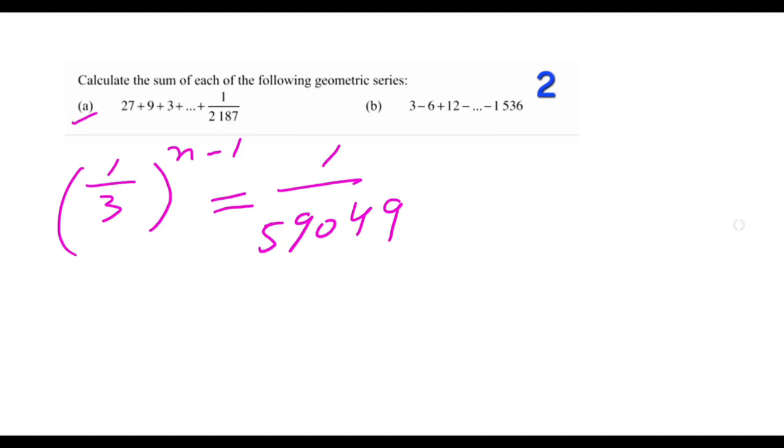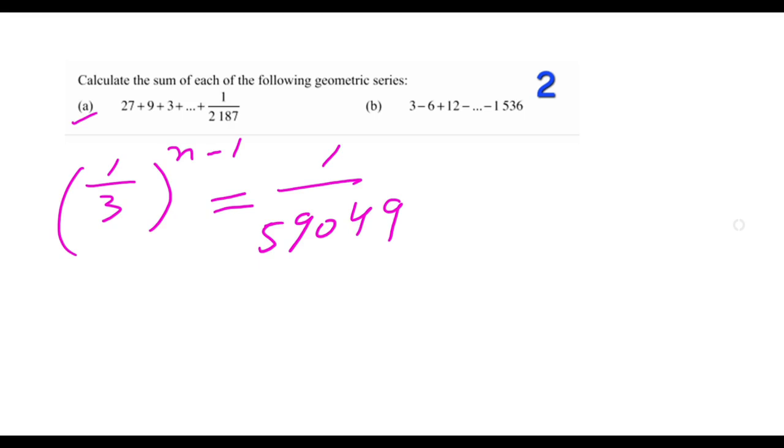Now from here you can solve this question two ways. You can apply the log or you can apply the exponent rules. According to the exponent rule, this is 1 over 3, so this must also be 1 over 3. I'm going to use the calculator to make a little template and see which power gives me 1 over 59,049.